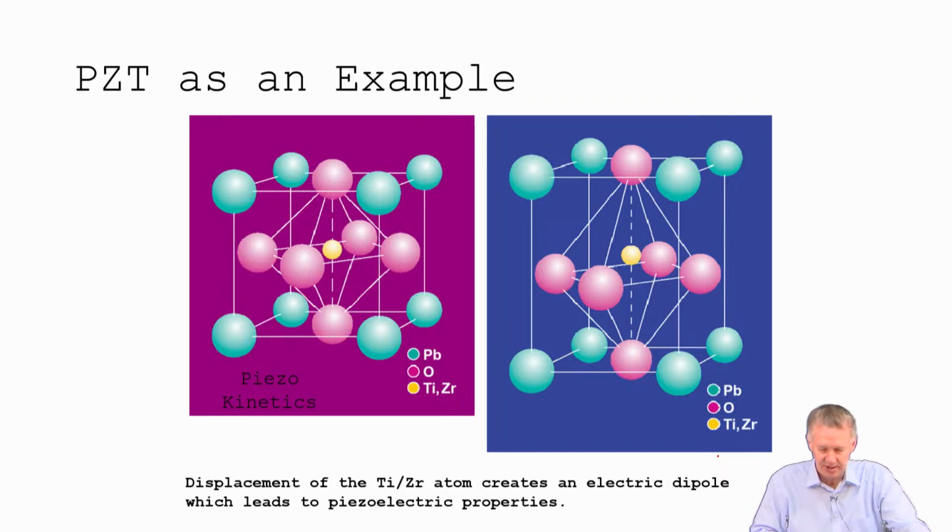So here's the lead zirconate titanate I'm talking about. We have the lead and the oxygen, which are always in the same position, and then the titanium or the zirconium atom, which is in the center, and it will displace a little bit to make a tetragonal lattice, right? So then you have a C and A that are different.